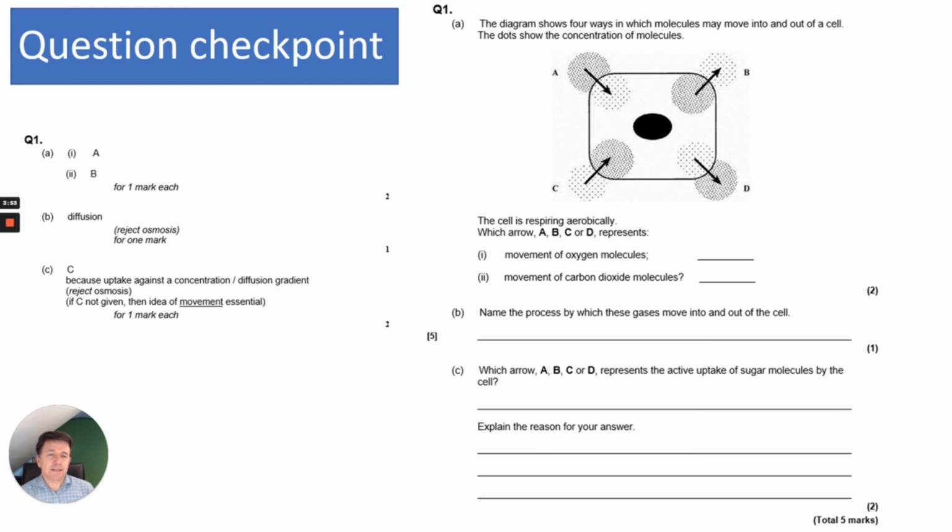So the movement of carbon dioxide molecules, well, that would be B, because there's more inside the cell and there's less outside the cell. So movement of carbon dioxide out of the cell. Name the process by which gases move into and out. It's diffusion. You can't have osmosis because it's related to gases of oxygen and carbon dioxide.